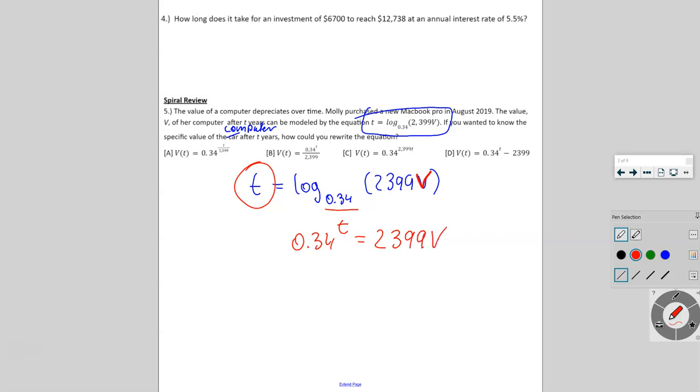Okay, now again, we are solving for v, so the last thing I have to do is divide both sides by 2,399. Okay, so now my v will equal 0.34 raised to t, divided by 2,399. Okay, so that should be answer B.